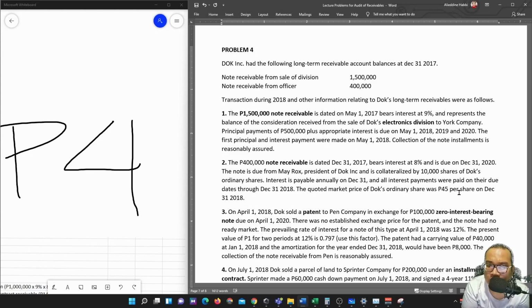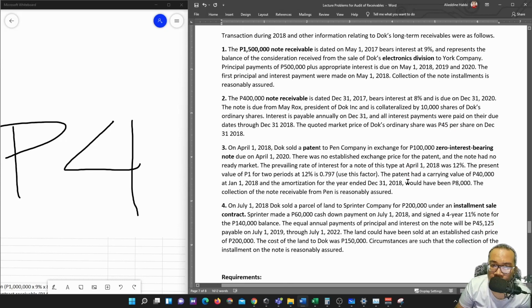So, the note is due from Mayrox. Sino si Mayrox? President ng Doc Incorporated and is collateralized by 10,000 shares of Doc's ordinary share. Interest is payable annually on December 31 and all interest payments were paid on their due dates through December 31, 2018. The quoted market price of Doc's ordinary share was 45 pesos per share on December 31, 2018.